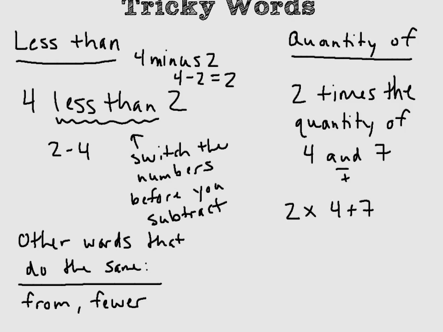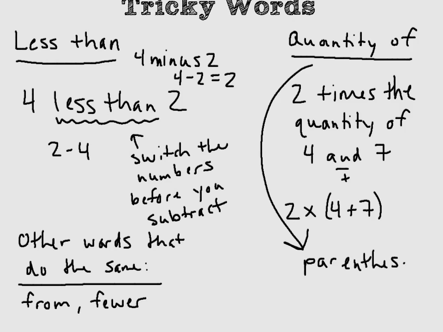But the quantity of, meaning I want to have them separate, I want to put them together first and then multiply by 2, so I need parentheses. So what quantity of really stands for is the parentheses. So it's just a way of using words to group things together so that you do them first before you do something else. Okay, have fun.